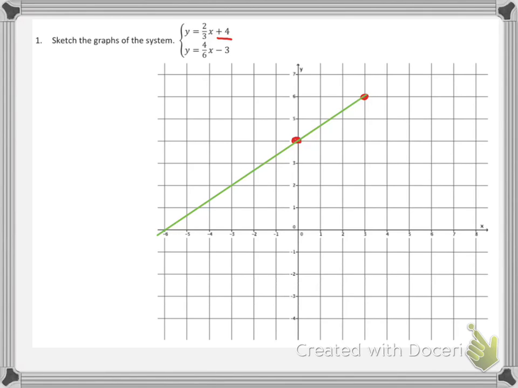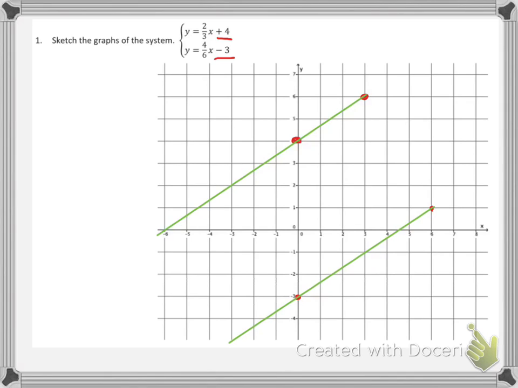equation. And then for the second one, I see this second line crosses the y-axis at negative 3. That's here. And the slope is up 4, right 6. Up 1, 2, 3, 4, right 1, 2, 3, 4, 5, 6. That point is right there, and we get this line.